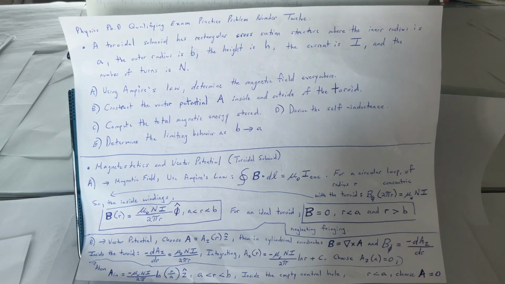And then going back over here, for A sub in, that equals negative mu naught NI over 2 pi times ln of r over a z hat, where A is less than r is less than B. And inside the central hole, r is less than A, we choose A equals 0.